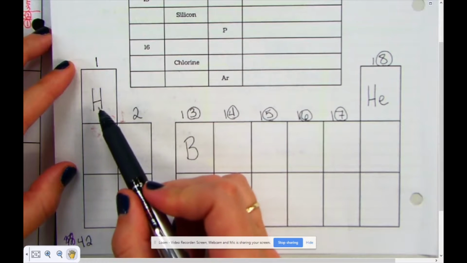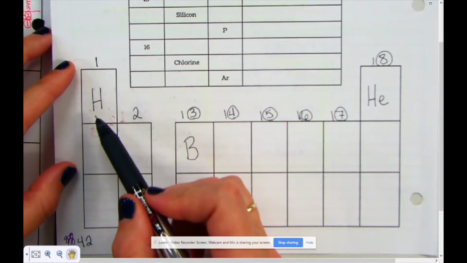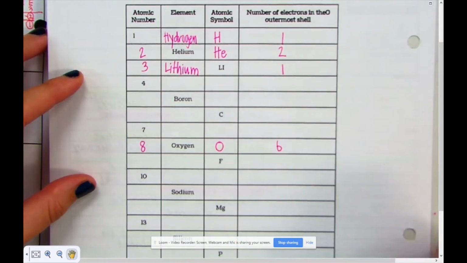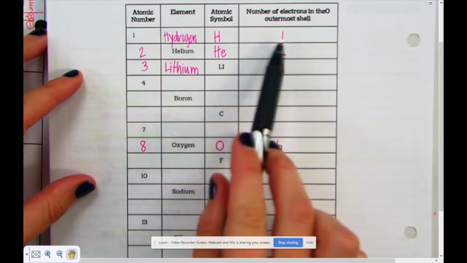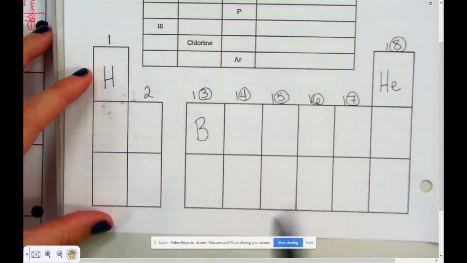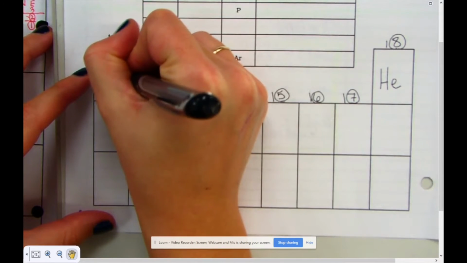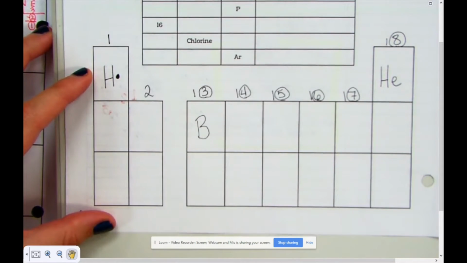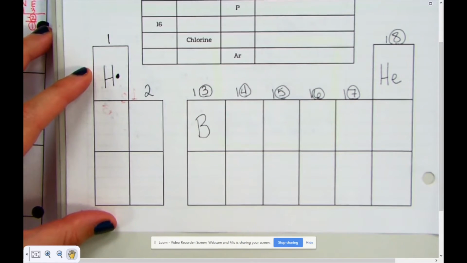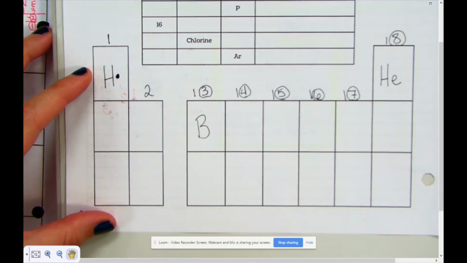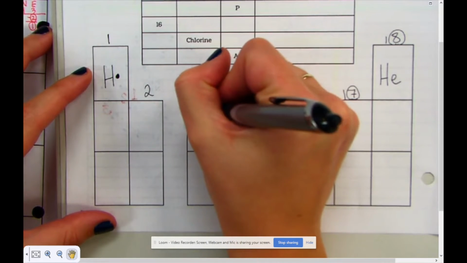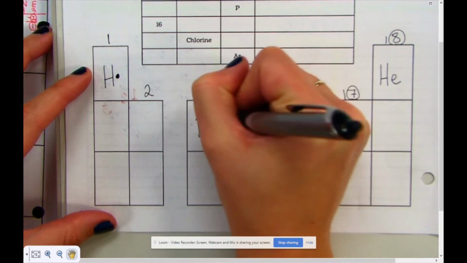Okay, how many valence electrons does hydrogen have? 1. And if you guys forget, that's why you did all of this work. Remember, you know all of these valence electrons. So hydrogen has 1, which means how many dots do I need to put around hydrogen? 1. So that's it. There's the Lewis dot structure. How many valence electrons does boron have? 3. So I'm going to put 3 dots around boron.